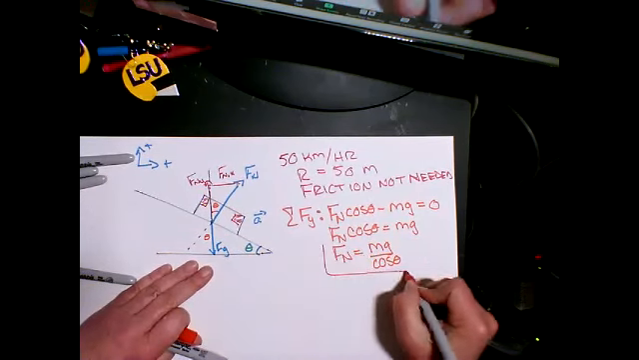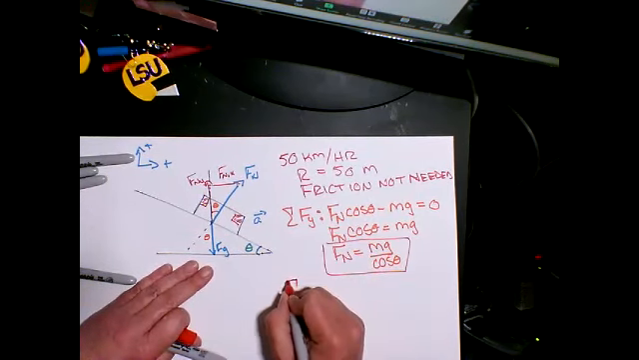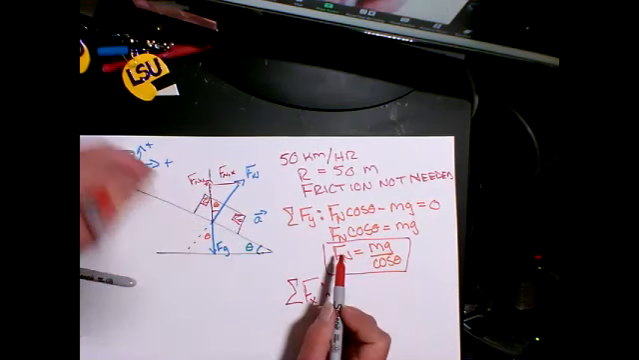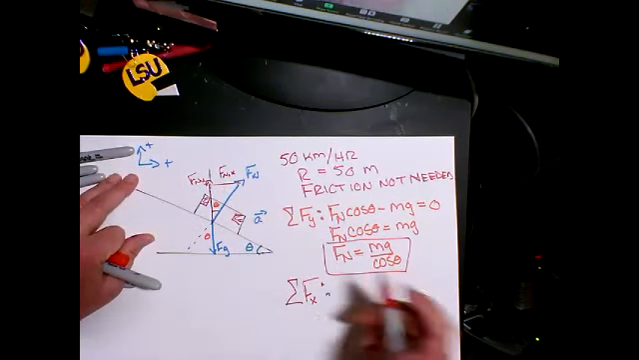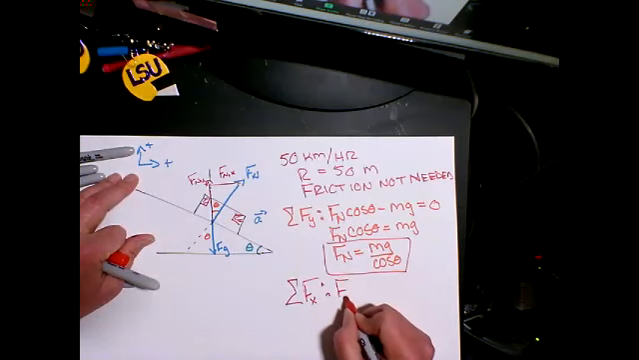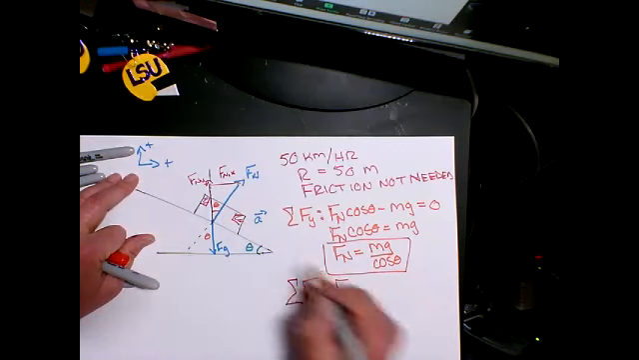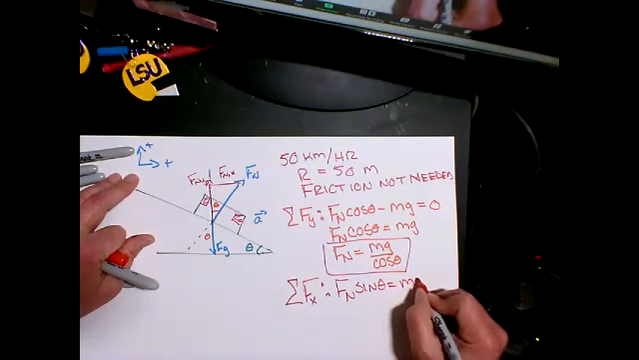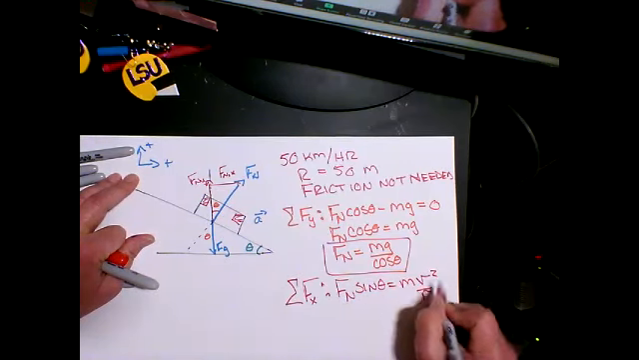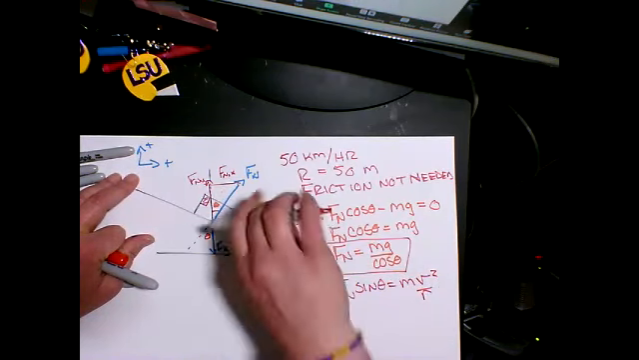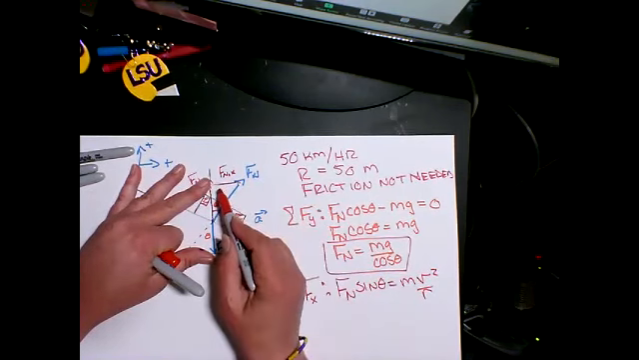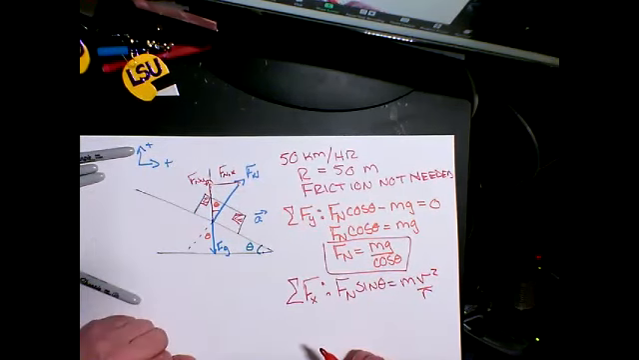Now let's look at my center seeking force in the x. My acceleration is this way. I've defined that way as positive. So it's the force normal in the x, force normal sine of theta, equals mv squared over r. This is my center seeking force. That is the thing pointing towards the center of the radius of this circle. So it's that force normal that's making that happen.